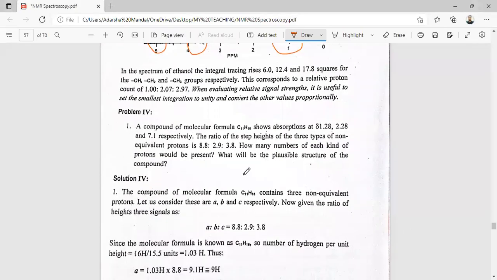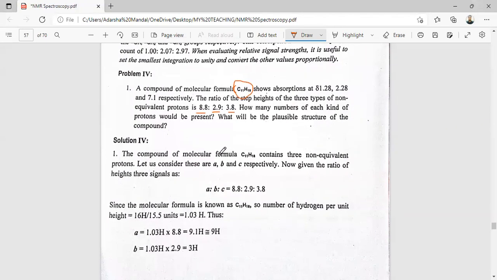So now I will discuss one problem. A compound with molecular formula C11H16 shows absorption at 1.28, 2.28 and 7.1 respectively. The ratio of the step heights of the three types of non-equivalent protons is 8.8 : 2.9 : 3.8. How many protons of each kind will be present and what will be the possible structure of the compound? So the compound formula is C11H16 and it has three types of protons. The peak intensity heights are 8.8, 2.9 and 3.8.